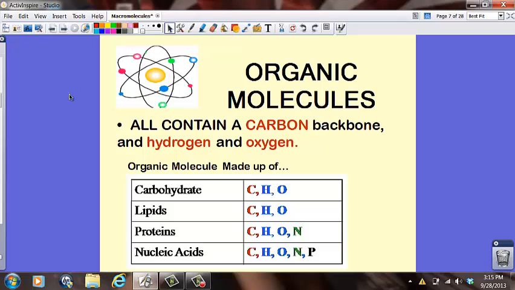The thing about organic molecules is all of them contain a carbon backbone, hydrogen, and oxygen. So I broke up the macromolecules based on the composition of the carbon, hydrogen, and oxygen that are found. Carbs and lipids are strictly carbon, hydrogen, and oxygen. Proteins have some nitrogen, which is inorganic. And nucleic acids have carbon, hydrogen, nitrogen, and phosphorus, where nitrogen and phosphorus would also be inorganic.